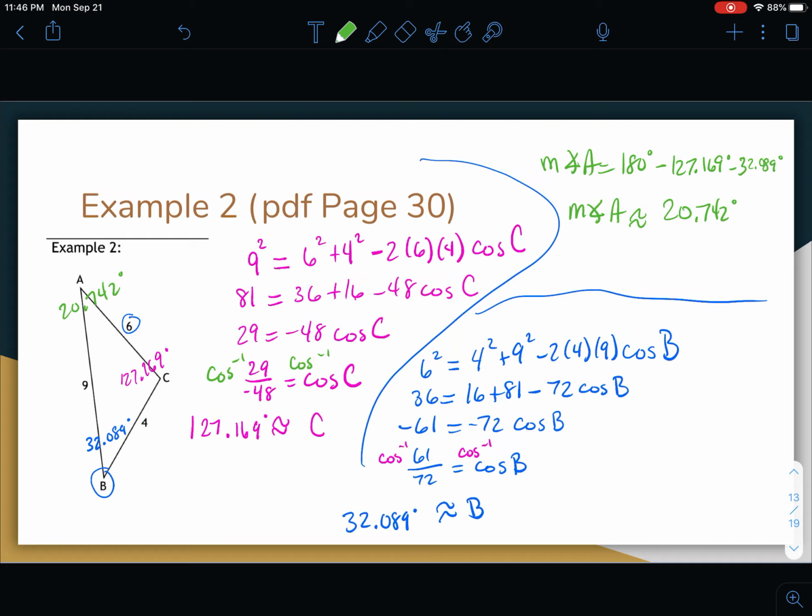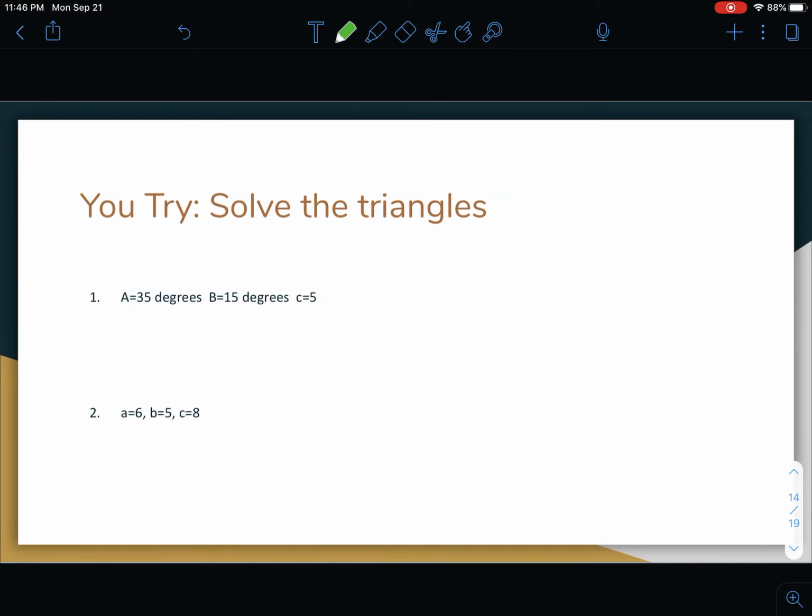We have some new tools that we're able to use to solve for missing angles and missing sides. So you're going to go ahead and try these. This one, angle A is 35 degrees, angle B is 15, and side C is 5. And then number 2, we have 3 sides. Side A is 6, side B is 5, and side C is 8. So you're going to go ahead and pause. I'd like you to set these up and solve.